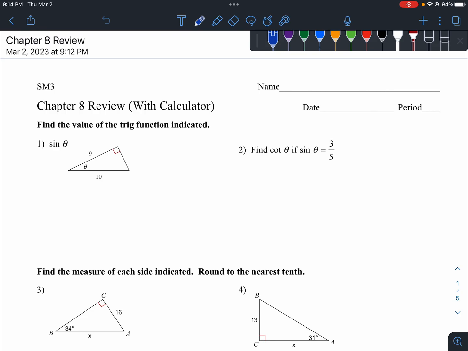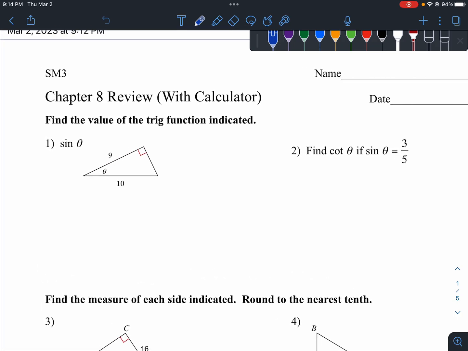Alright, so first one, find the value of the trig function indicated. So find sine of theta, and theta is right here. So sine, I know that this is going to be the opposite over the hypotenuse. So opposite side would be this side, and this would be the hypotenuse. So I know sine of theta is equal to the opposite side divided by 10. Alright, but I don't know what the opposite side is, so let's find it out.